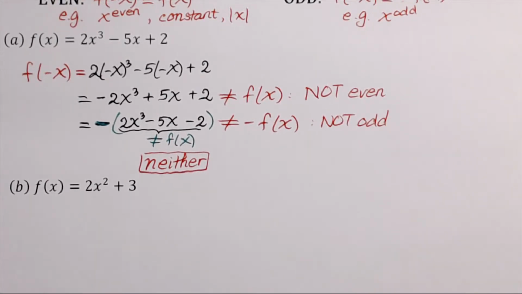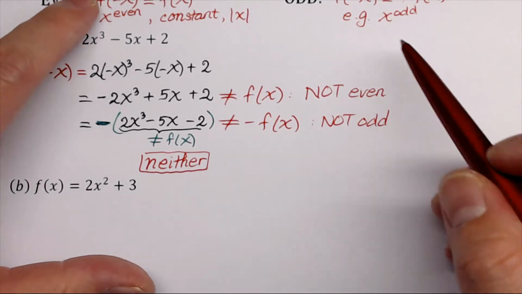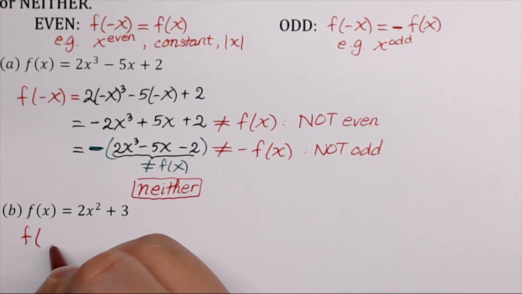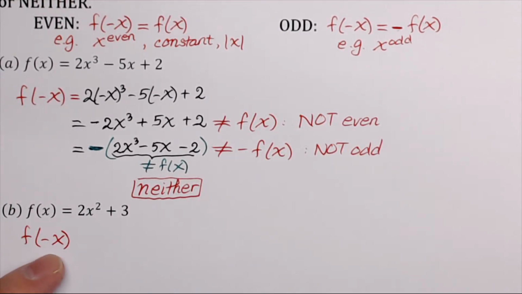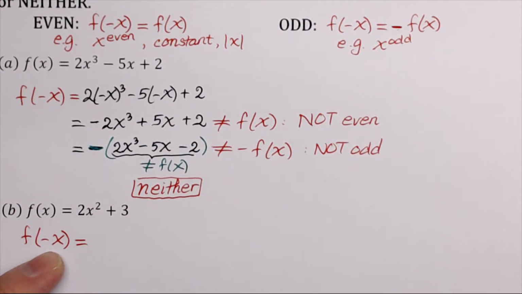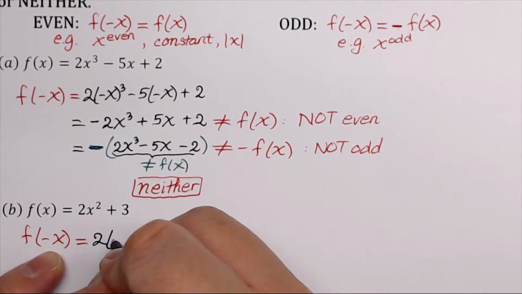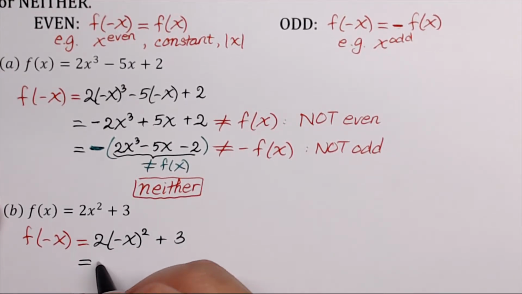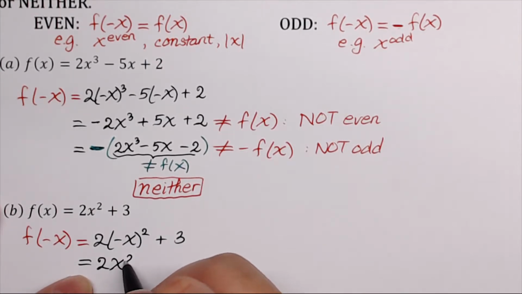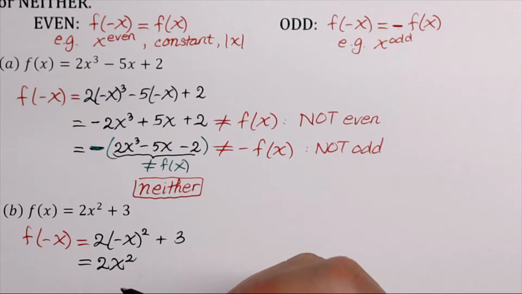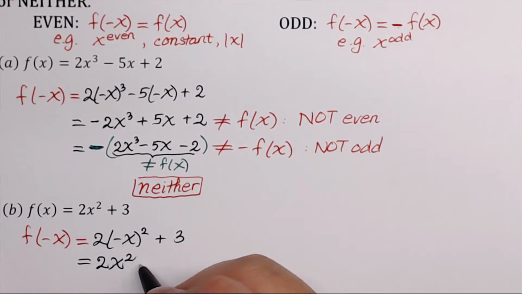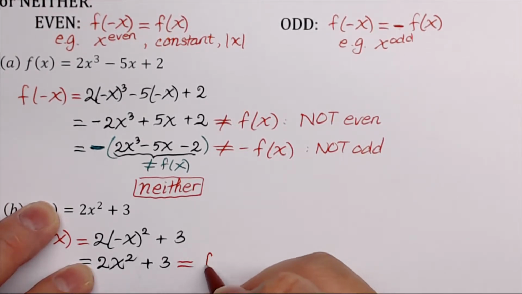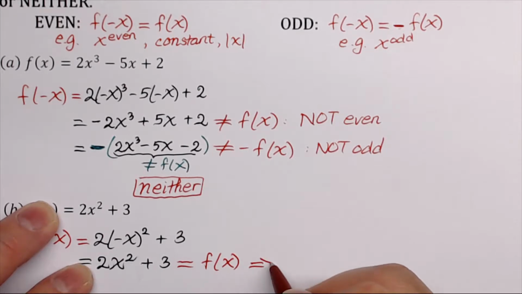Next, we have 2x squared plus 3. So as always, the definition, whether it's odd or even, we start with f of negative x. And that's exactly where we start. We just need to replace x with negative x. So that would be 2x squared, because negative squared, two negative signs become positive, and then plus 3. Compared to the original function, it is exactly the same as the original function. So this one is even.